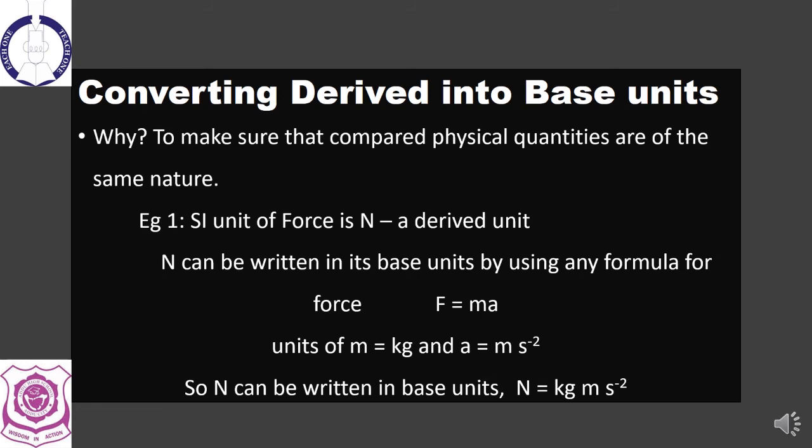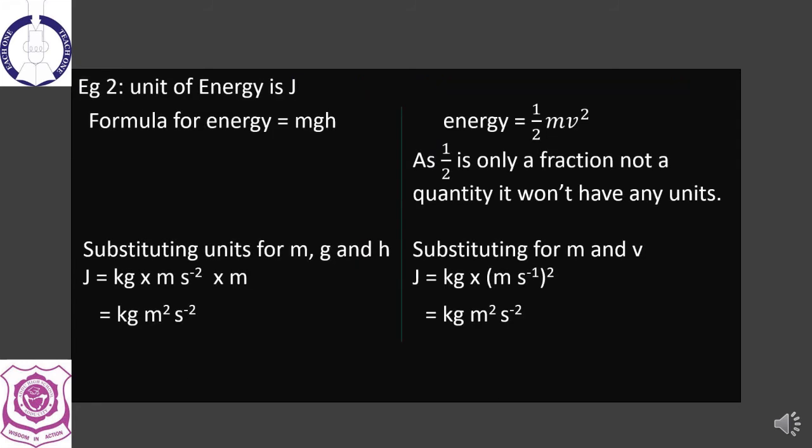The next example is energy, and the unit of energy is the joule. When you look at the formulae for energy, there are plenty available. On the left hand side, I have used the formula for gravitational potential energy, and on the right hand side, I have used the formula for kinetic energy. On the left hand side, the formula for gravitational potential energy is m times g times h, where m is mass and h is height.